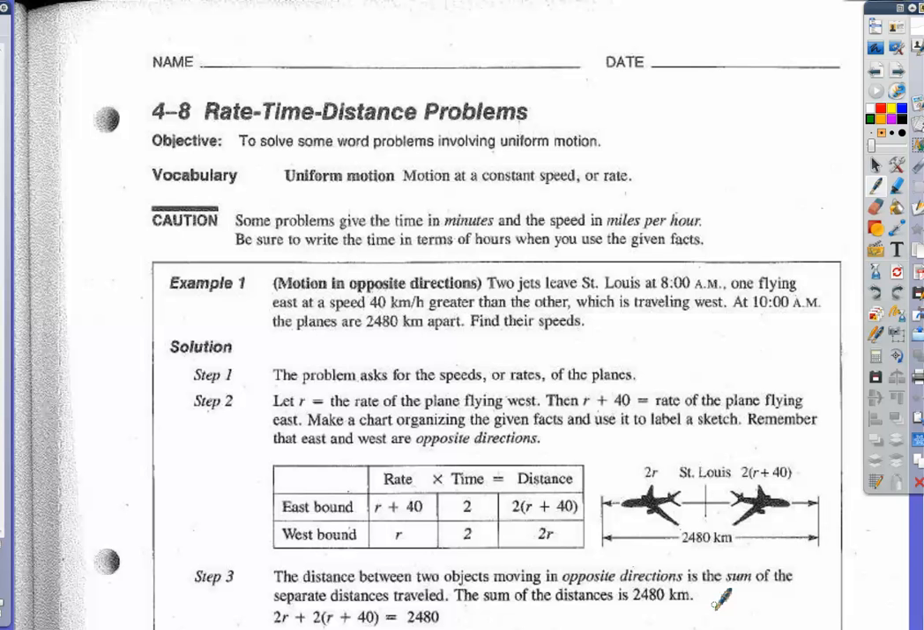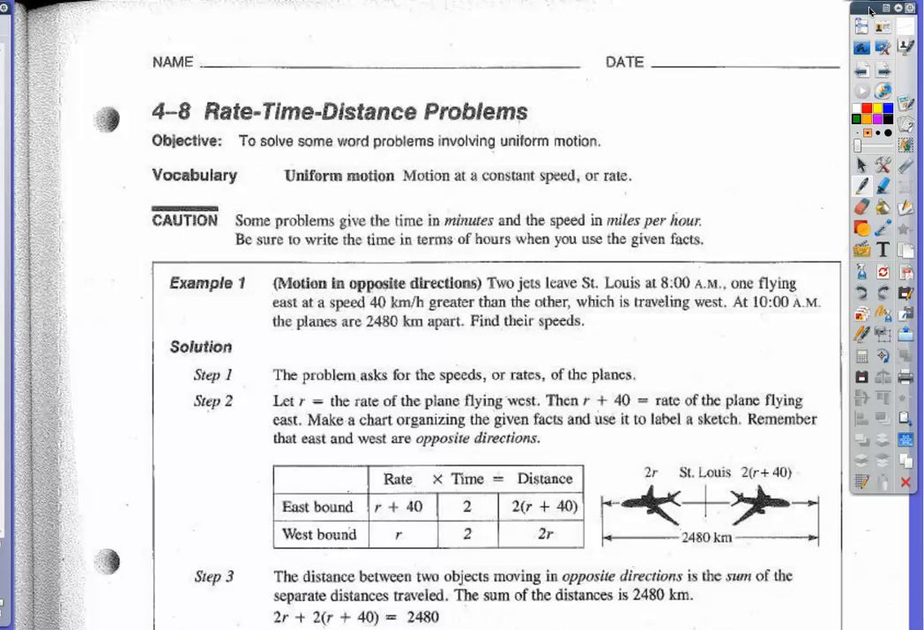All right, so we got some time distance problems to go through. It's actually kind of fun to actually apply what we've been learning.